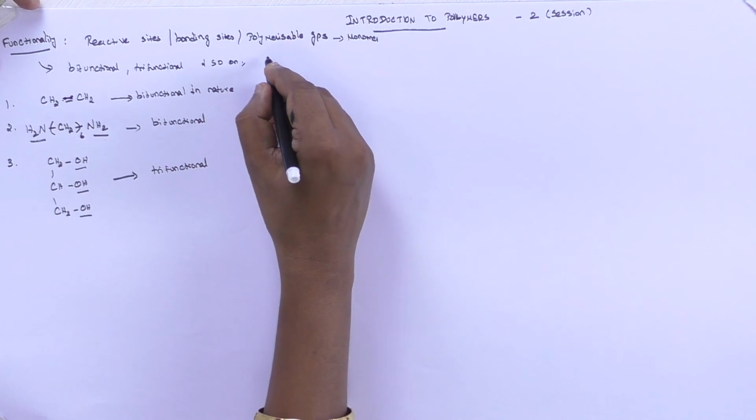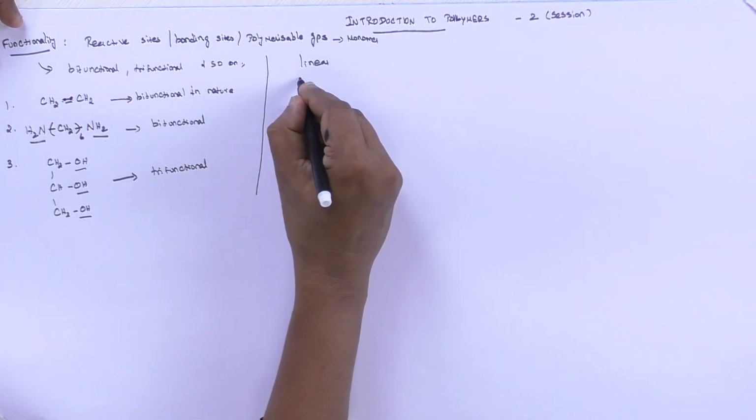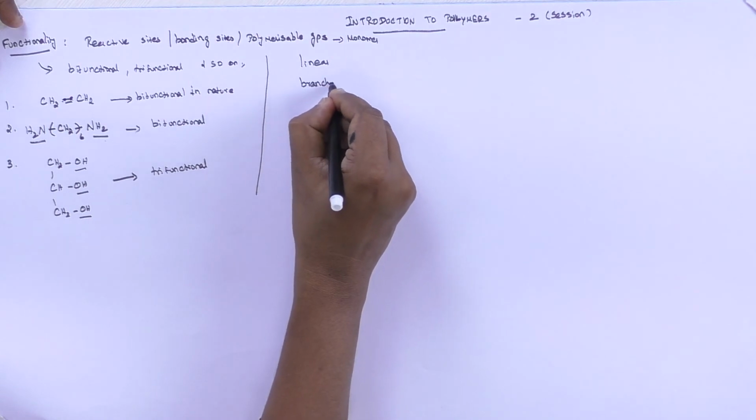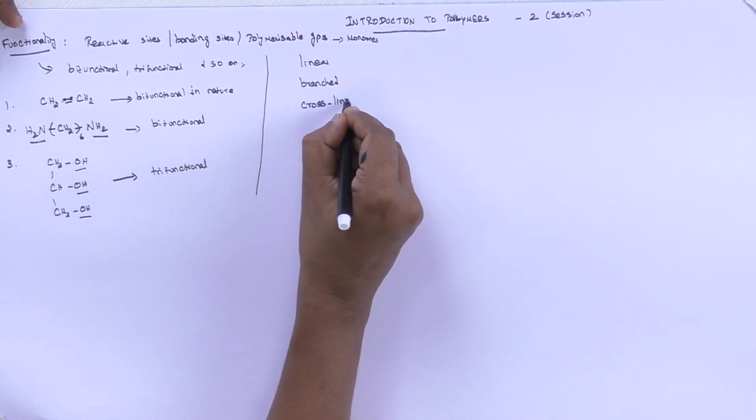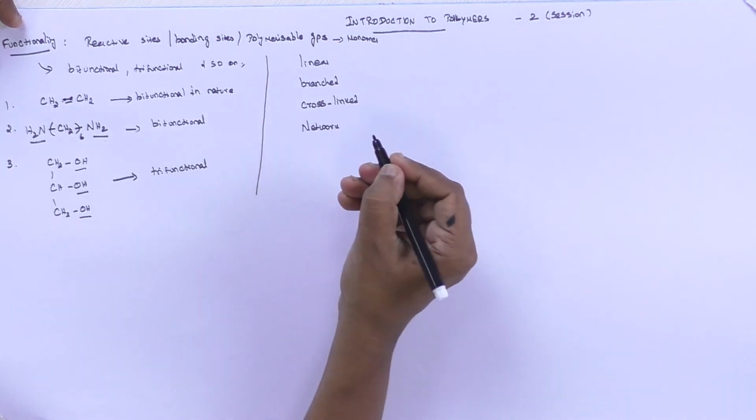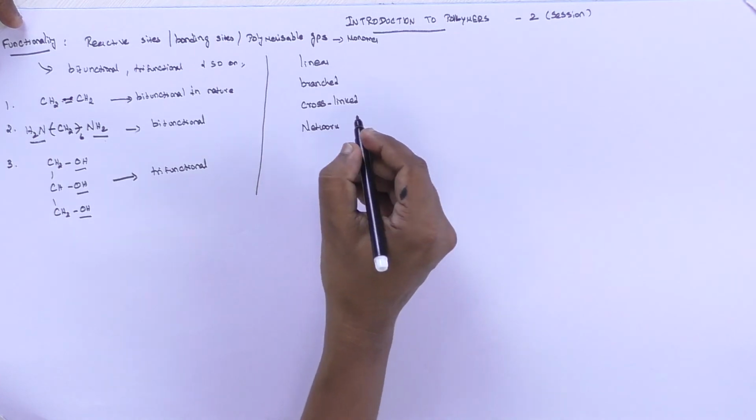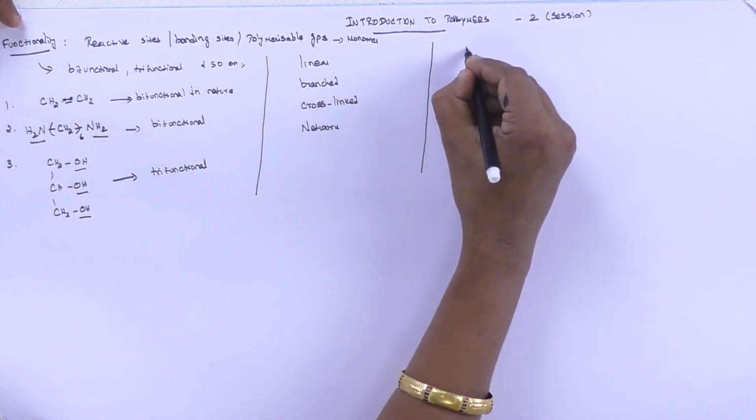Functionality decides how a polymer is formed. The functionality will decide whether a polymer may be linear, branched, cross-linked or network structure. If the functionality is 2, let us take a bifunctional species.